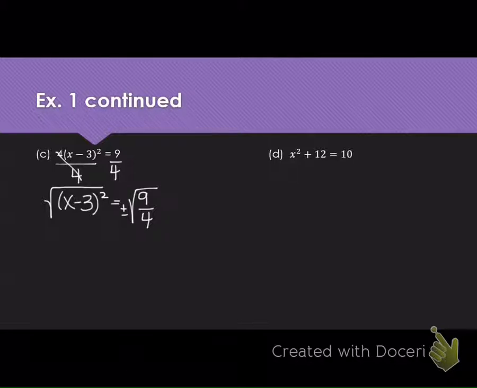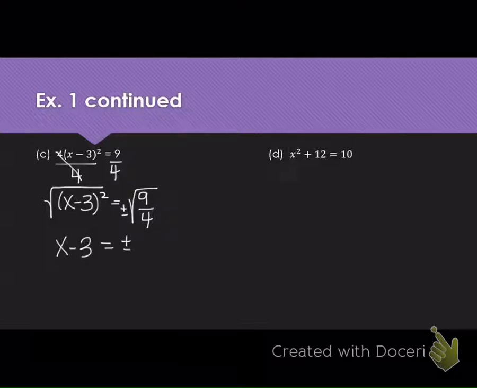Now, what do you think happens on the left? What do you think the square root of x minus 3 squared equals? X minus 3. Very good. If the square root of x squared is just x, then the square root of x minus 3 squared is just x minus 3. And it equals plus or minus.